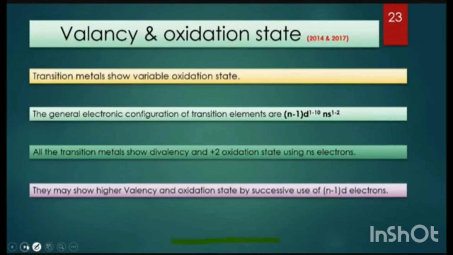They may show higher valency and oxidation state by successive use of (n-1)d electrons. We just came to know that when they lose the electrons present in the outermost s orbital, they acquire oxidation state +2 and divalency 2. Then after losing the electrons from the outermost s orbital, there are electrons in the inner d orbital which they can lose so as to increase their valency as well as the oxidation state.